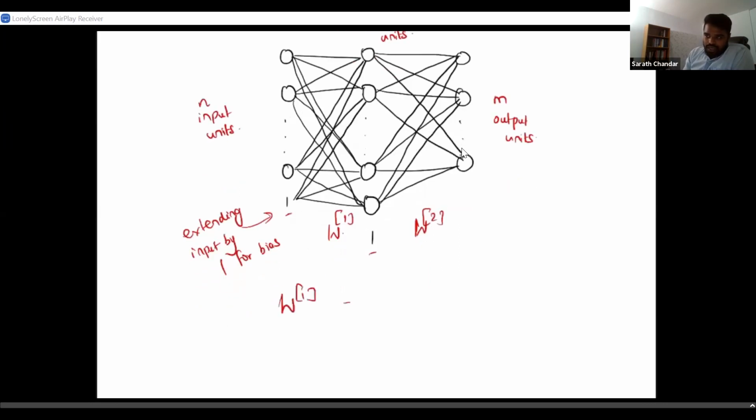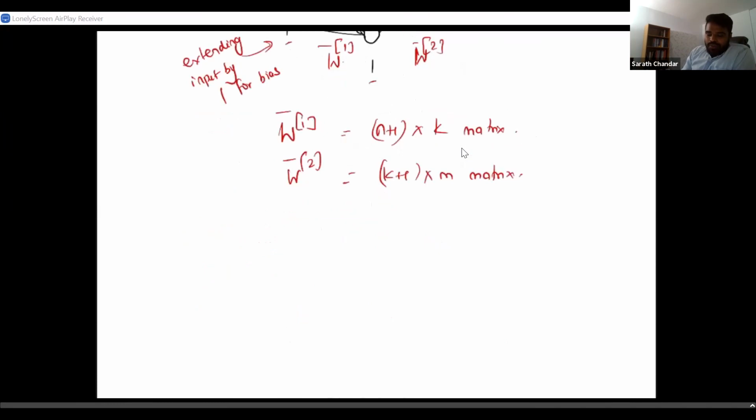W1 is actually an n plus 1 cross k matrix. Similarly, W2, let's just put a bar to mention that it's extended with the bias, is a k plus 1 cross m matrix. Is that clear? Okay, so now how do I do backprop in this one?